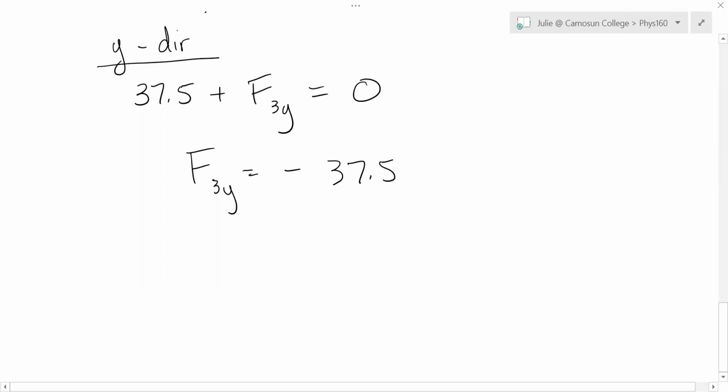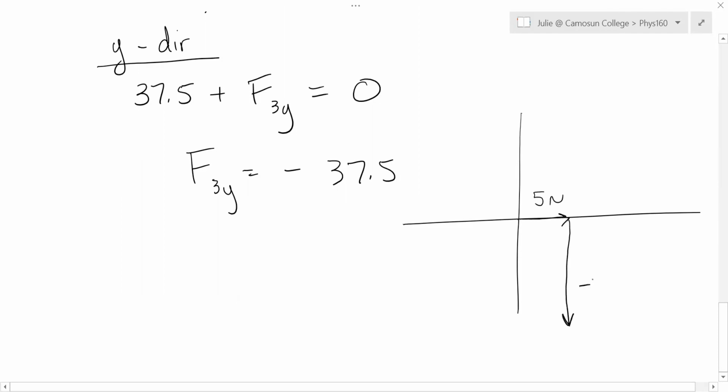Okay, so let's sketch this F3 so we know where we're at here. It has a positive X, but not a very big positive X, only 5, and quite a big negative Y. It points down. I know it points down, so I'm just going to write 37.5. So F3 is here in the fourth quadrant. Here's F3. And we want its magnitude and its direction.